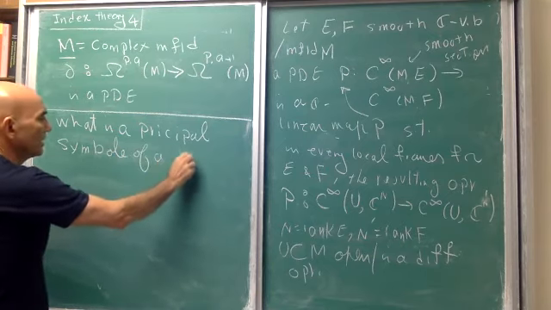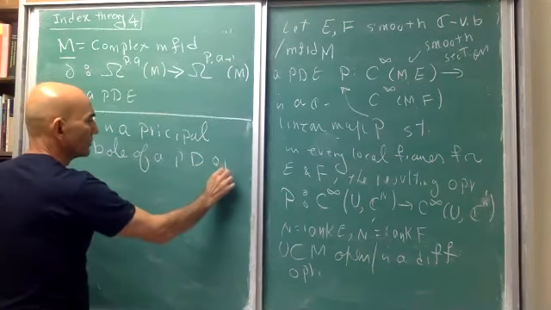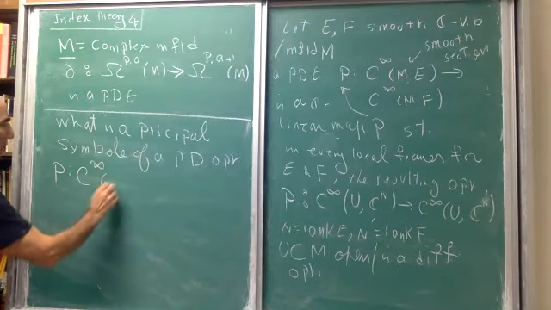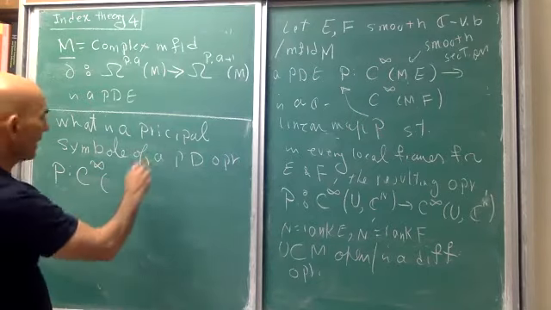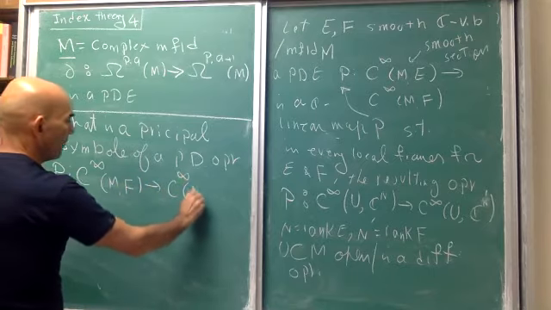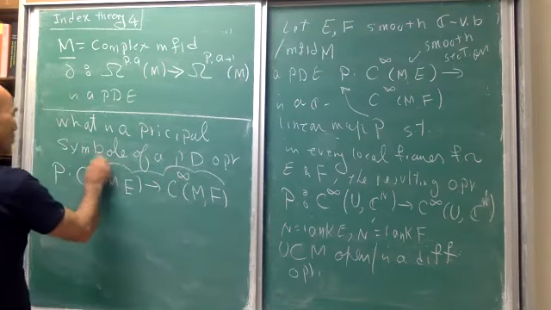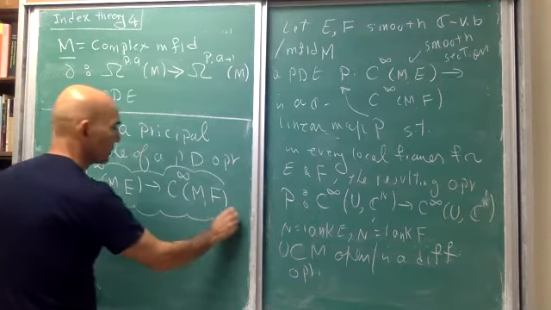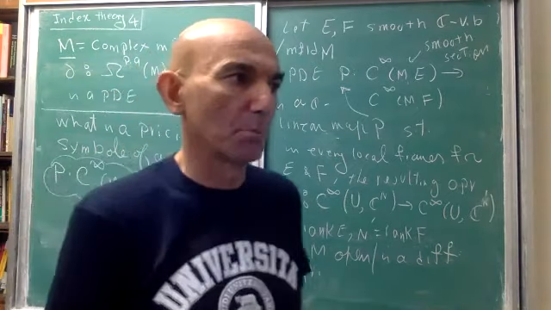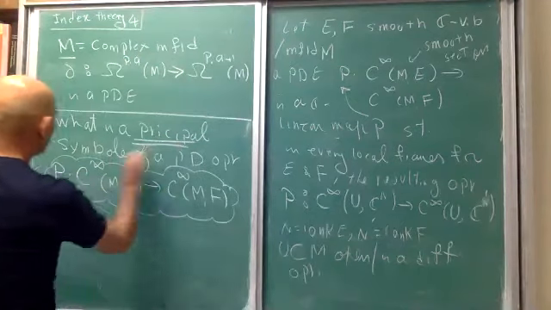Of a PDE, I mean a partial differential operator, say P, going from C infinity of ME to C infinity of MF. So this is now a very important question. We have to address this question. So what is the symbol? I mean the principal symbol, right?